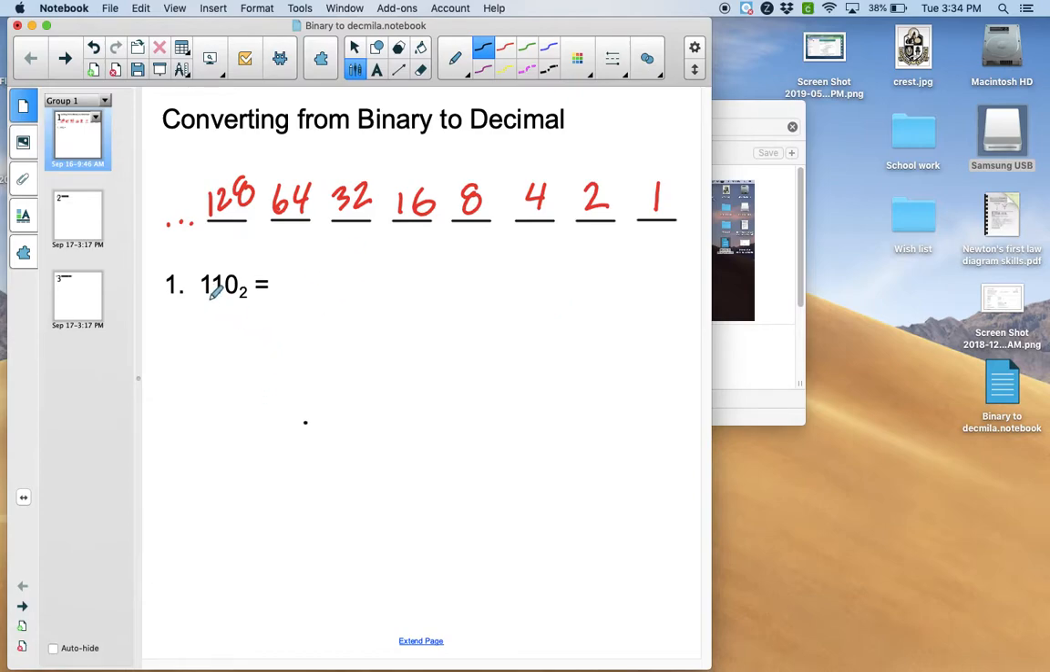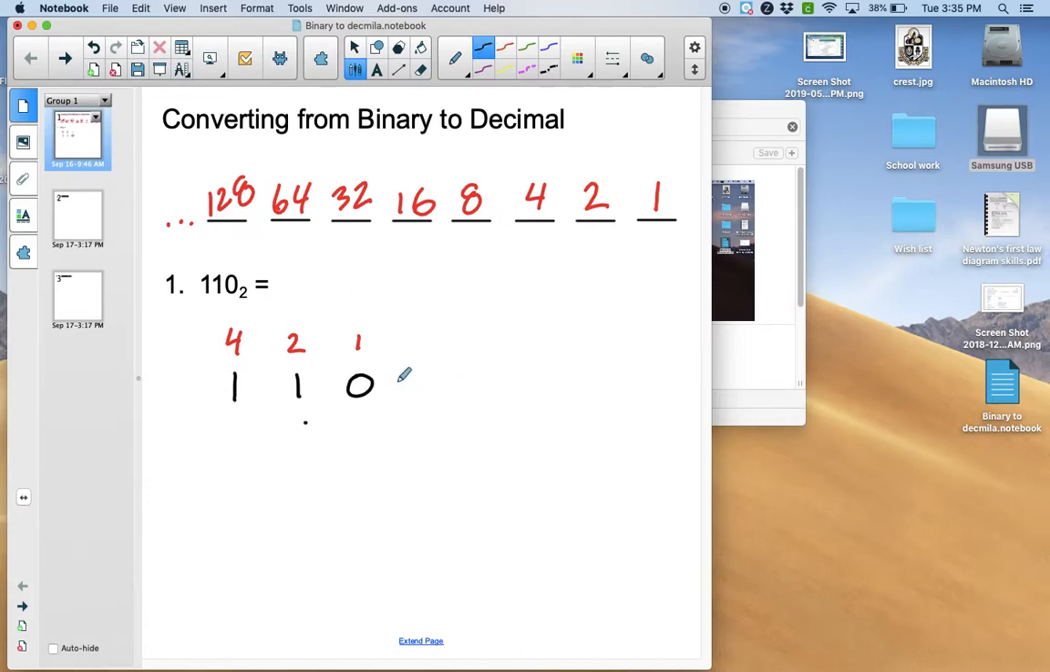This is 110. Okay? We're going to write this down and put our place values on the top. Our place values usually go from right to left. Our first position is the ones place, so this is 1, 2, and then 4. Any suggestions on what we do with those numbers?